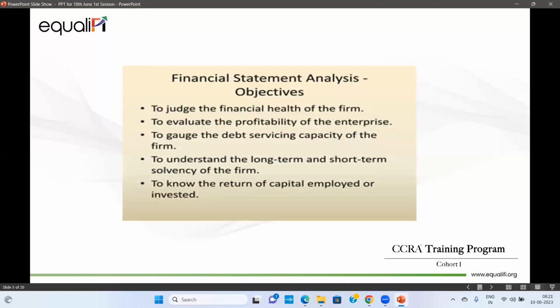Now, when we talk about the objectives of financial analysis, one is to judge the financial health of the firm. Obviously, we all know, to evaluate the profitability of the enterprise. That is also known to us, to gauge the debt servicing capacity of the firm. Now, suppose you are a credit manager getting a proposal from a company. What are the things you observe apart from the financial statement? Though I am slightly getting into other things, those are quite related.